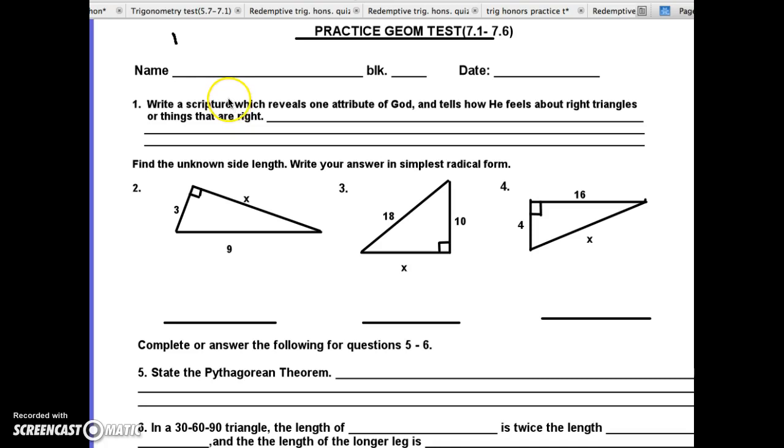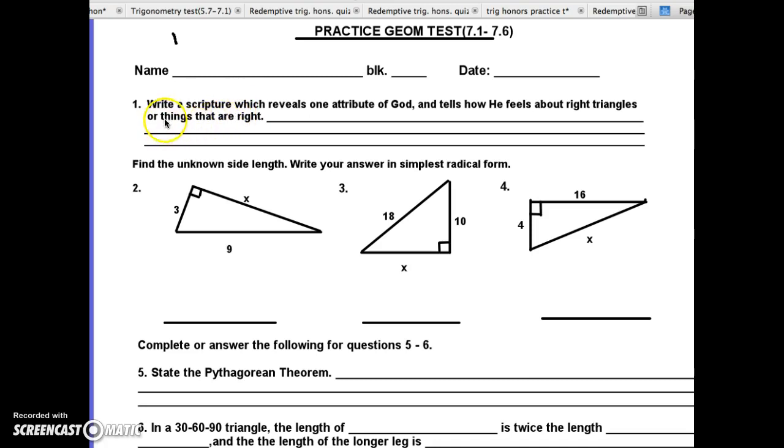Here is the practice geometry test for the upcoming test. For some of you, it will be tomorrow, so I trust you'll be able to look at it sometime before then. And for most of you, it will be on Friday of this week. I'm sorry I couldn't get it up before, but I trust it will benefit you, all right?